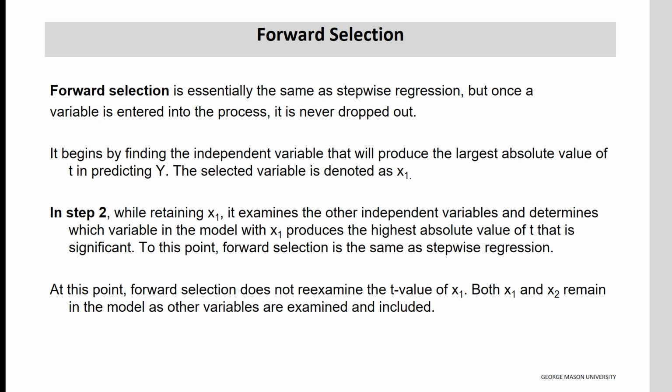In step 2, while retaining x1, it examines the other independent variables and determines which variable in the model with x1 produces the highest absolute value of t that is significant. To this point, forward selection is the same as stepwise regression. At this point, forward selection does not re-examine the value of x1. Both x1 and x2 remain in the model as the other variables are examined and included.